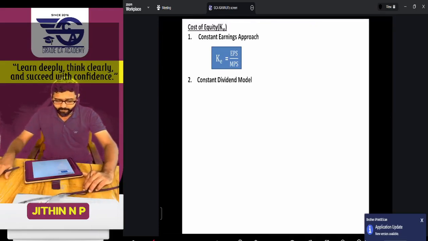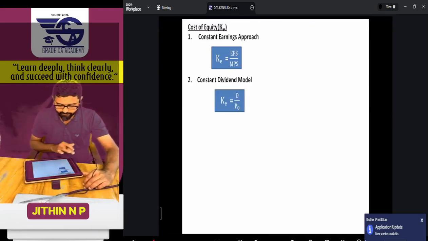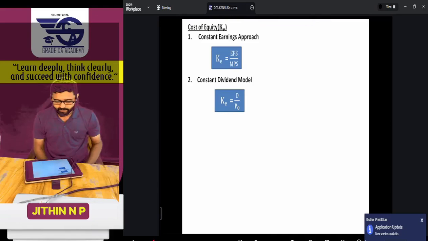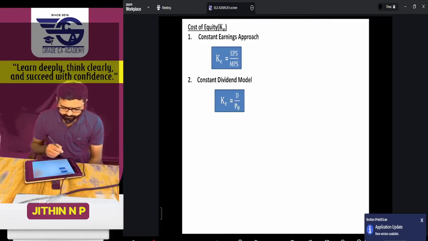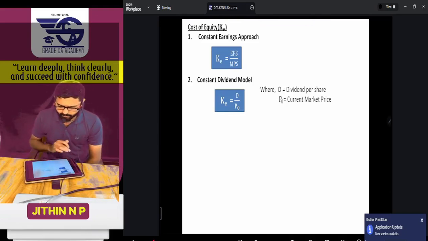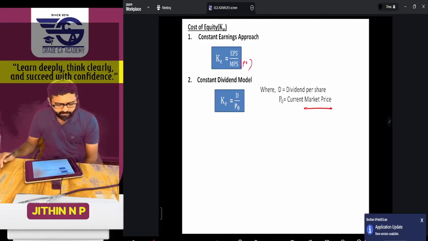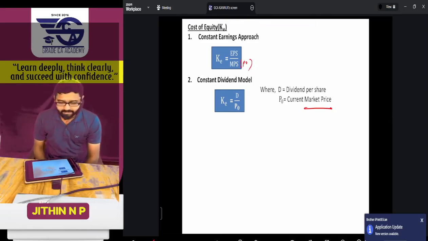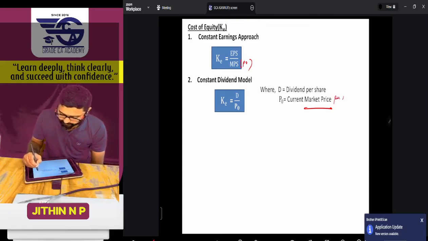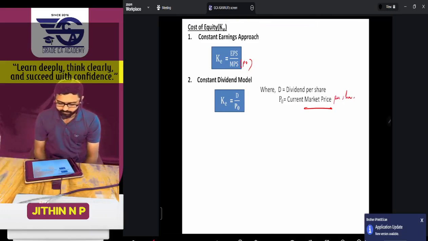The second formula is the constant dividend model. In this constant dividend model, K is D divided by P0. P0 means current market price, the same as MPS. Market price of share is called P0. That means current market price per share. Clear?